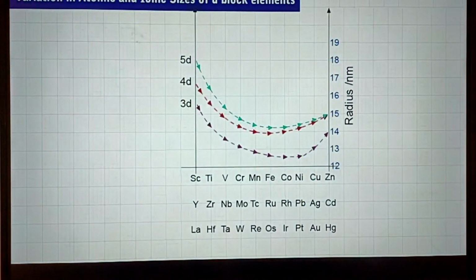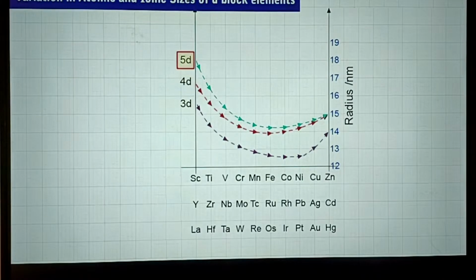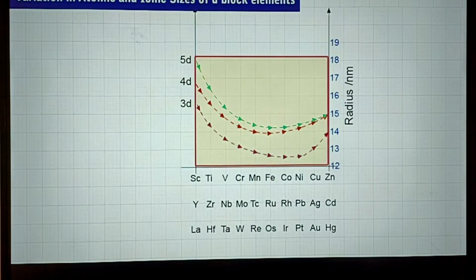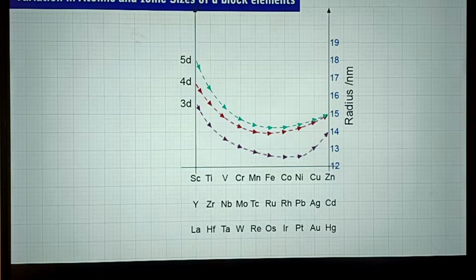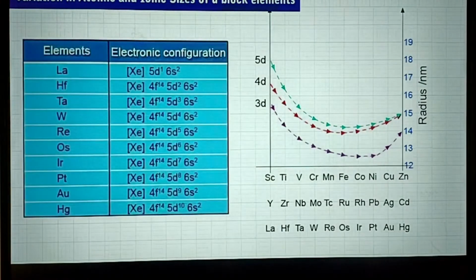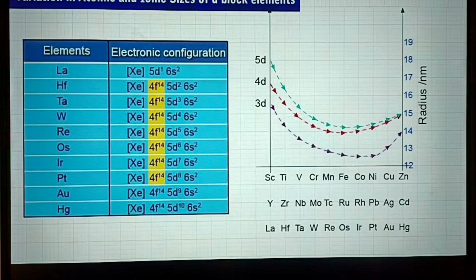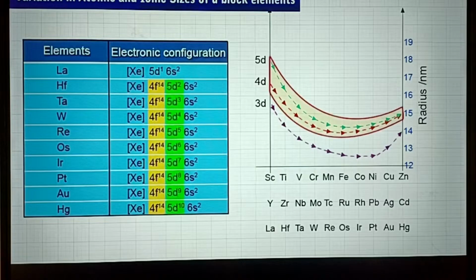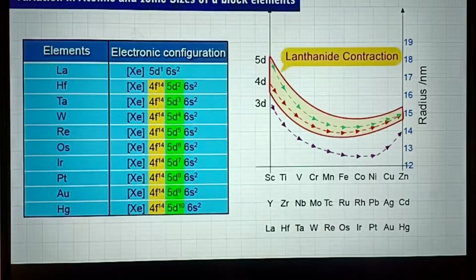The atomic radii of the 3d, 4d, and 5d series of elements are given in the form of curves for comparison. You can see that although the atomic radii increase from 3d to 4d, the atomic radii of the 4d and 5d transition series are very close. This is due to the fact that 4f subshells fill up before the 5d orbitals, which results in a regular decrease in atomic radii. This steady decrease is called lanthanoid contraction.